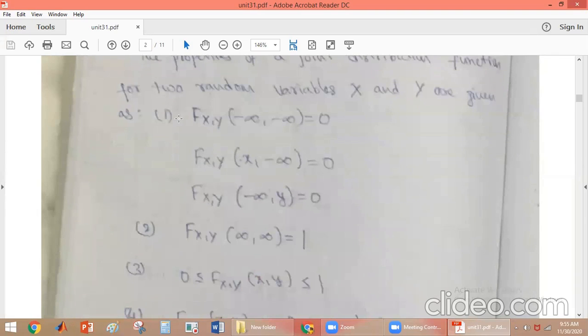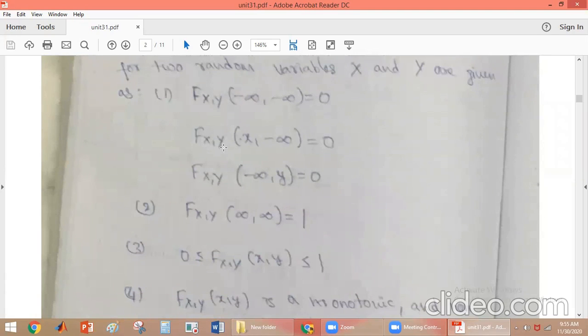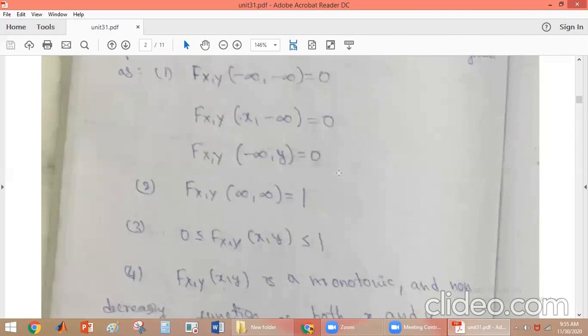Okay, so the first property says that F_XY of (minus infinity, minus infinity) is equal to 0, F_XY of (x, minus infinity) is equal to 0, and F_XY of (minus infinity, y) is equal to 0. This is our first property. The second property says that F_XY of (infinity, infinity) will be equal to 1. Students, please note this down.